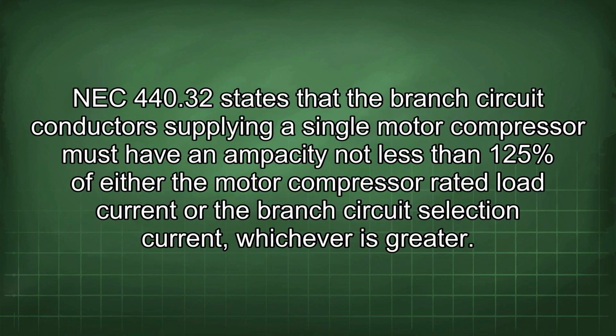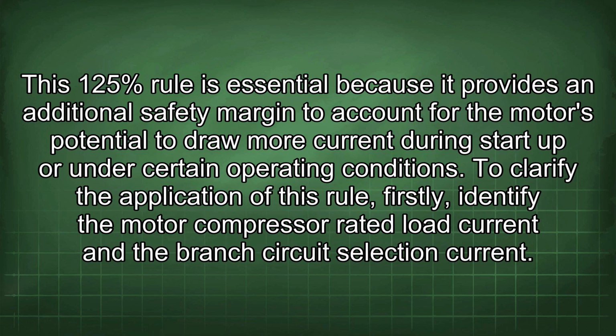NEC 440.32 states that the branch circuit conductors supplying a single motor compressor must have an ampacity not less than 125% of either the motor compressor rated load current or the branch circuit selection current, whichever is greater. This 125% rule is essential because it provides an additional safety margin to account for the motor's potential to draw more current during startup or under certain operating conditions.